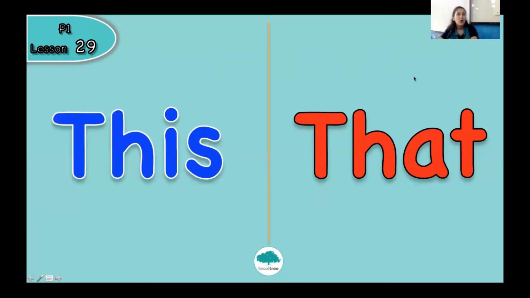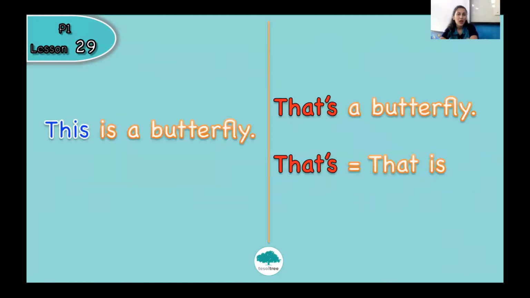P1, I would like to review our topic about this and that. And before doing our activities, I want to explain one more thing to you. Do you remember how to use this and that, right? But on this slide, you can see a new form of using. If you want to use this is, you should use the full form. This is a butterfly. Can you read with me?